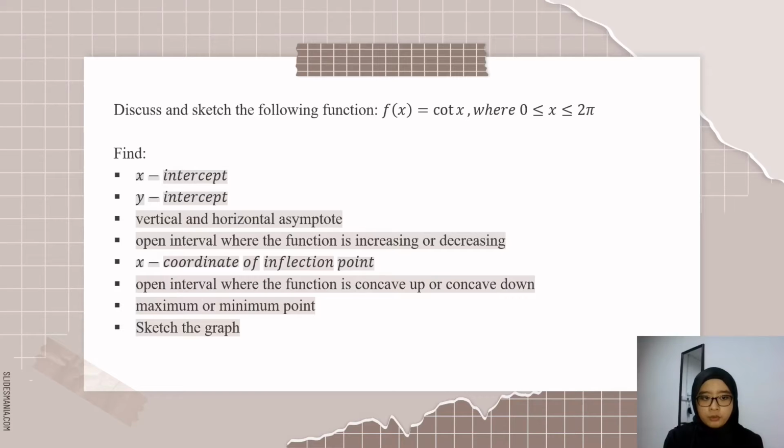So, we need to find the x-intercept, y-intercept, vertical and horizontal asymptote, the intervals where the function is increasing or decreasing, the x-coordinate of the inflection point, the intervals where the function is concave up or concave down, the maximum or minimum point, and lastly, sketch the graph.